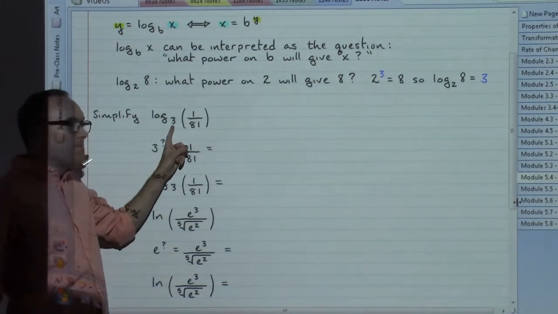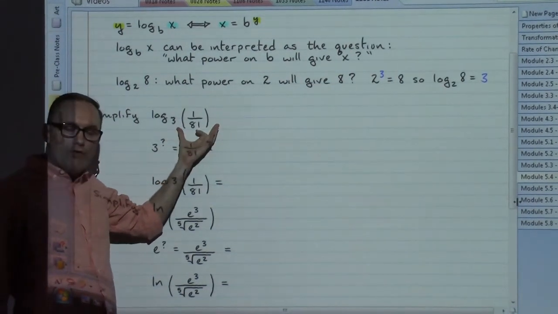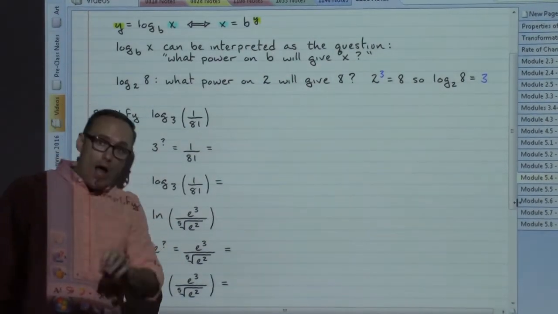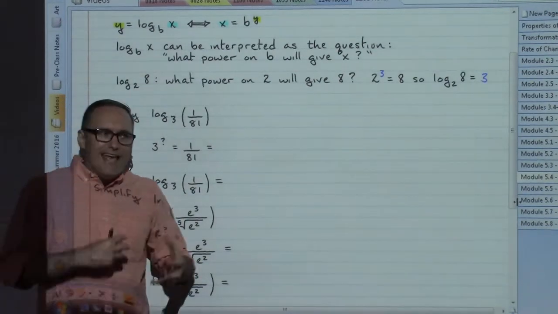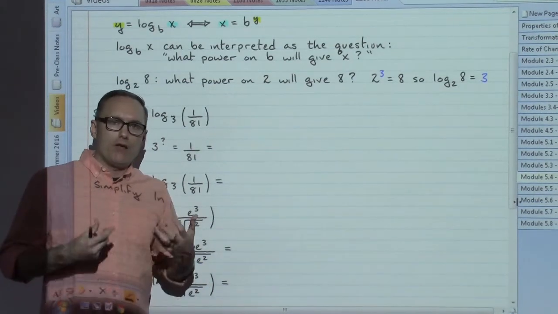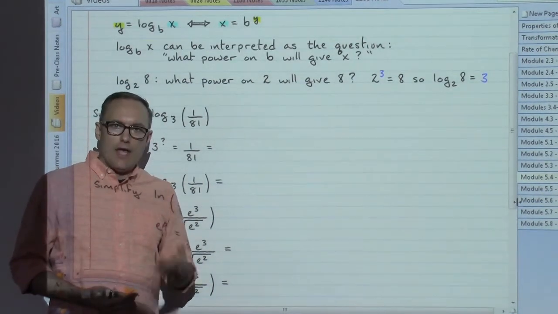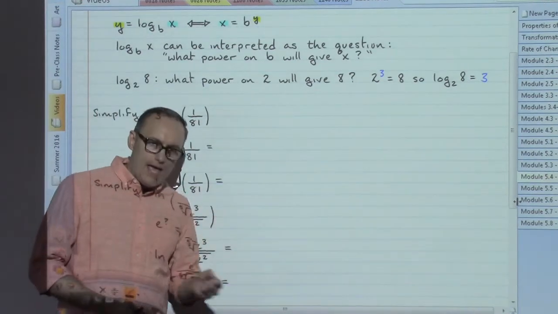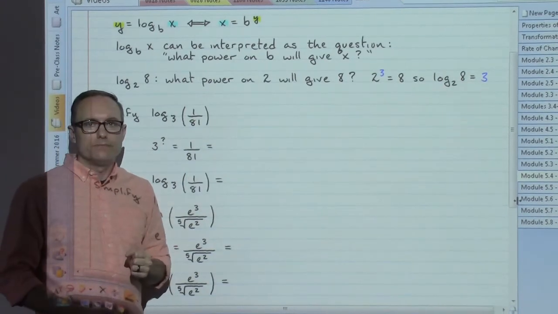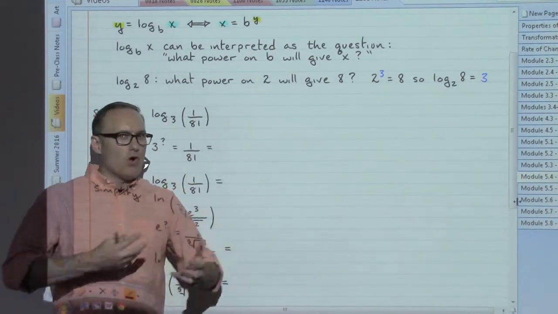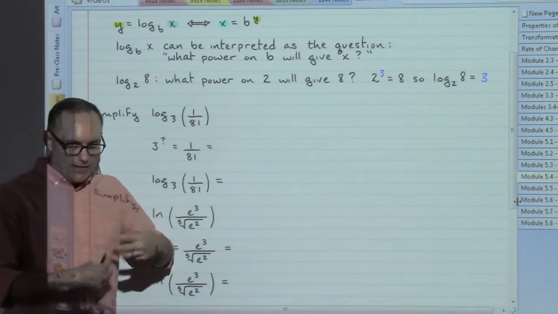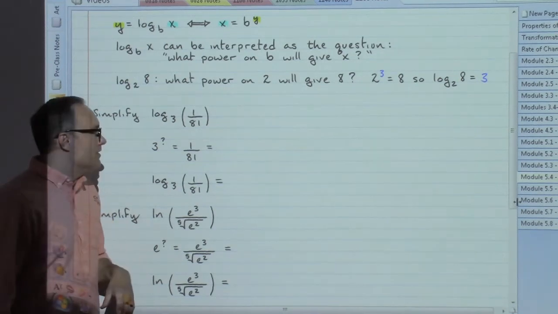The log base 3 of 1 over 81. So let me say that again. The log base 3 of 1 over 81. It has already, with the way we're saying it, this kind of connection to our generic function notation. f of x, log base 3 of 1 over 81. It's already got some connections with the way that we're saying things. That's going to lead us into that logarithmic function business very shortly.